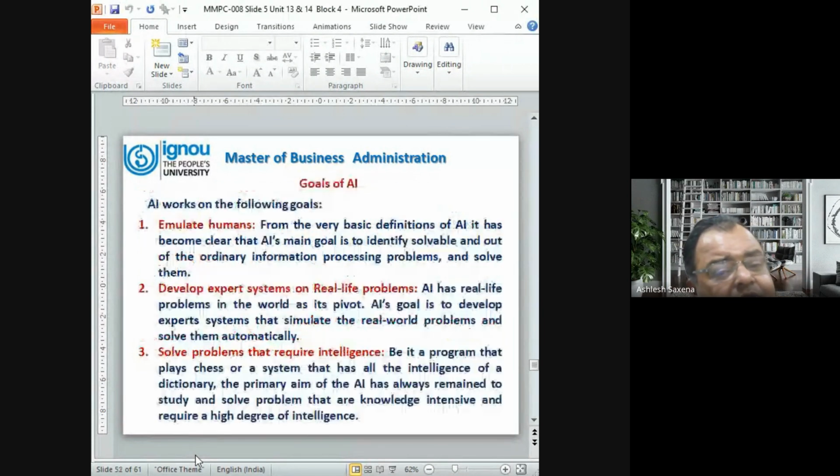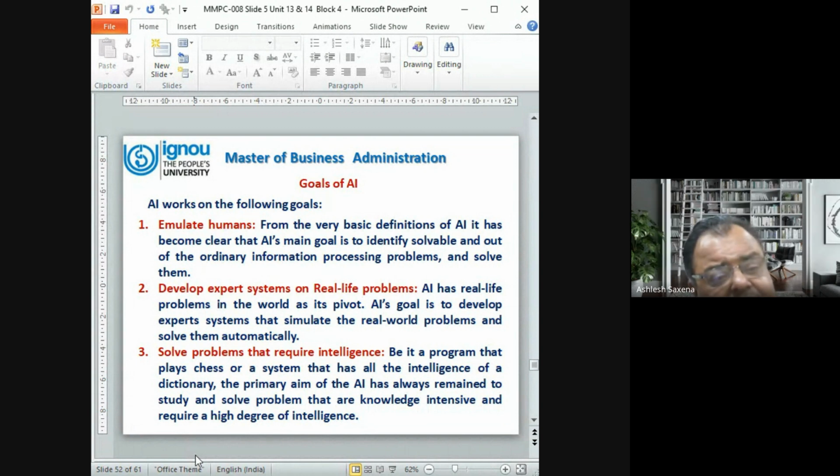What are the goals of artificial intelligence? AI works on the following goals. First one is emulate humans. From the very basic definition of artificial intelligence, it has become clear that artificial intelligence's main goal is to identify solvable problems that are not of the ordinary information processing system and solve them.